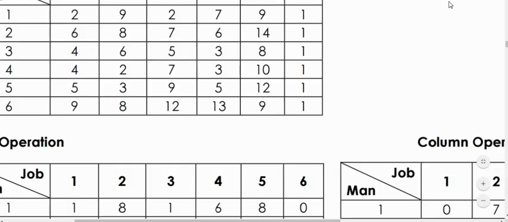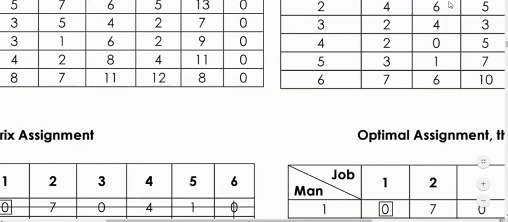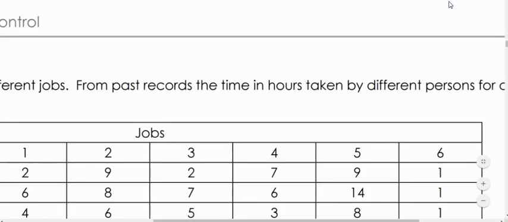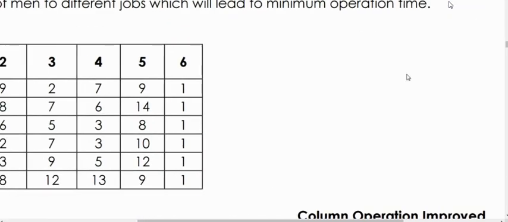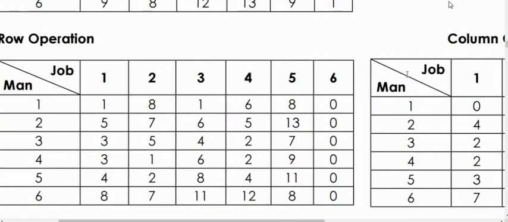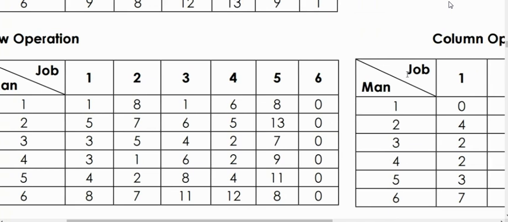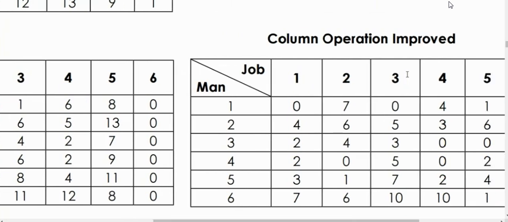So we have to subtract these numbers, and that's how we'll get the column operation. So see here. See, 1 minus 1, 0, 5 minus 1, 4, 3 minus 1, 2, 3 minus 1, 2, 4 minus 1, 3, 8 minus 1, 7. Similarly, we do it for other columns also. See, in the fifth column, the minimum number was 7. So we had subtracted 7 from all the numbers.